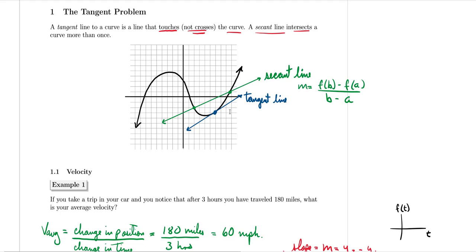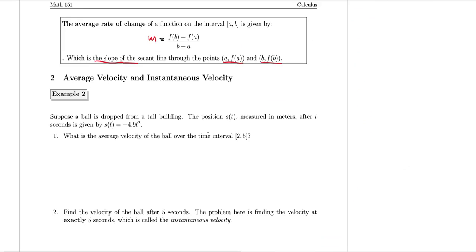But since we're on this graph now, what about the slope of the tangent line? How can I get the slope here? Because if I wanted the slope of the secant line, I basically had to have two points, located at x equals a and x equals b. But for the tangent line, I only have one point. So what can we do? Well, let's discuss it here.